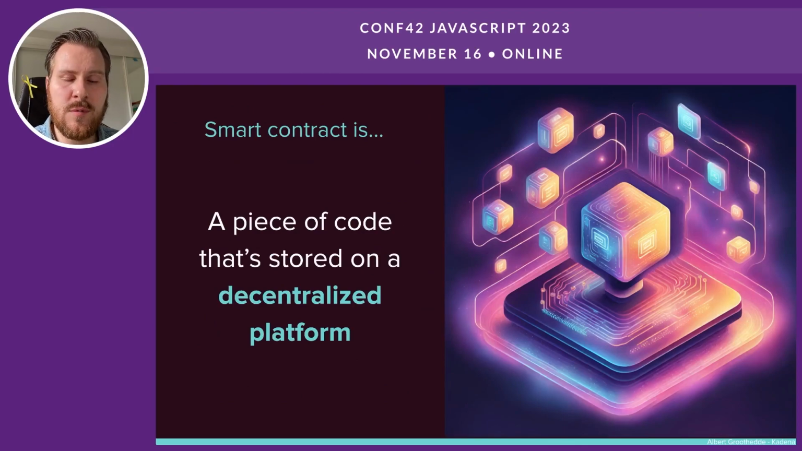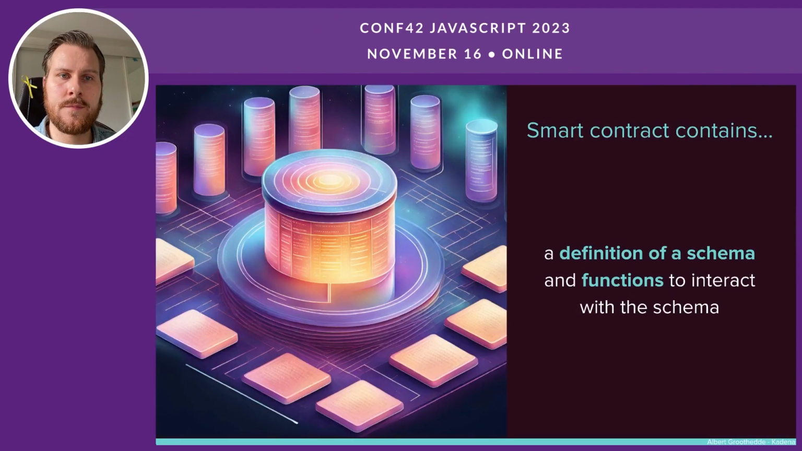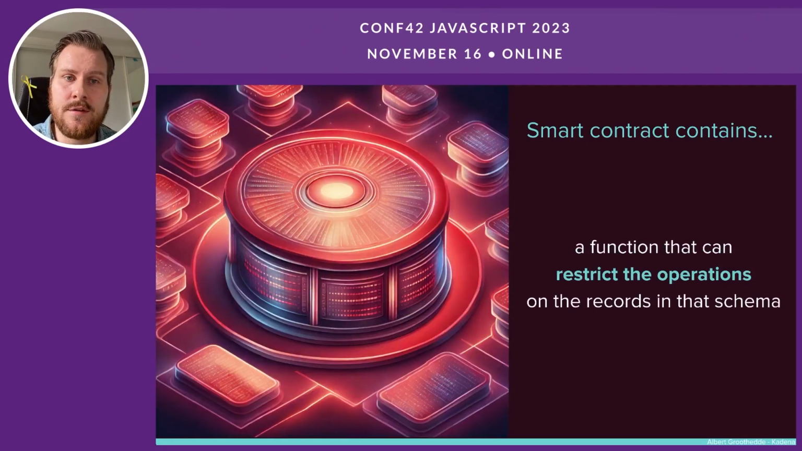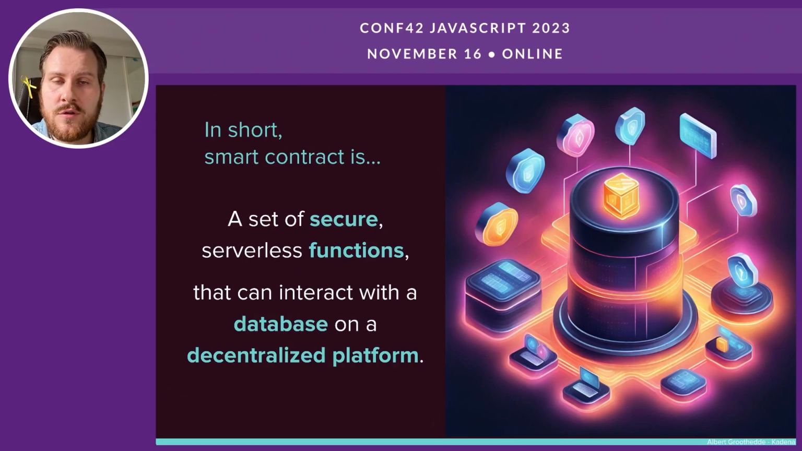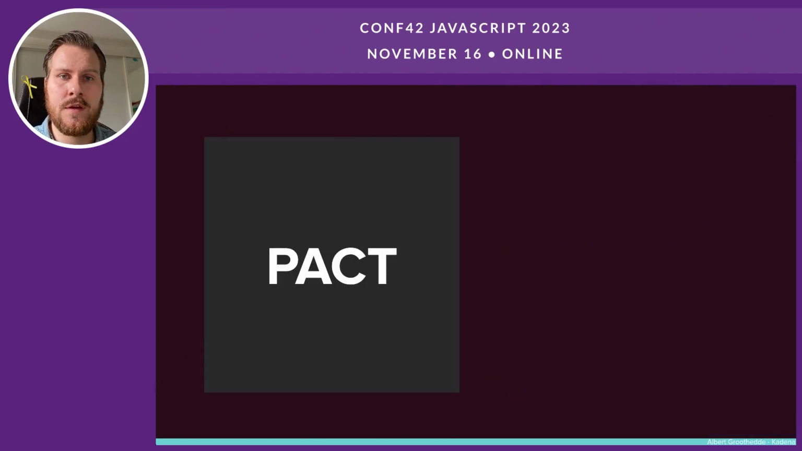So a smart contract is a piece of code that is stored on a decentralized platform. A smart contract contains a definition of a schema and functions to interact with the schema. A function can then restrict the operations that you can do in that schema. In short, a smart contract is a set of secure serverless functions that can interact with a database on a decentralized platform. So how do we do that?